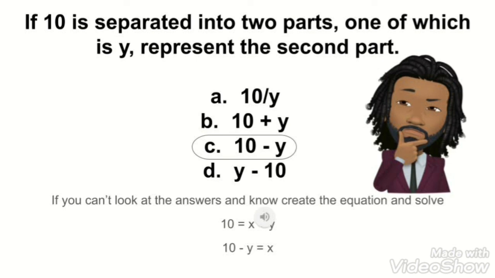So yes, if 10 is separated into two parts, one of which is y, represent the second part. That second part would have to be 10 minus y equals x. 10 minus y, C. Final answer.